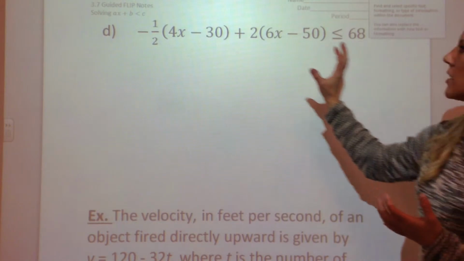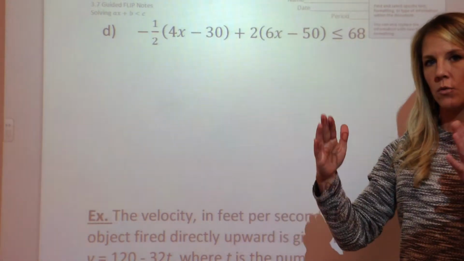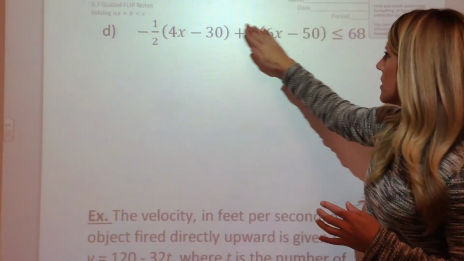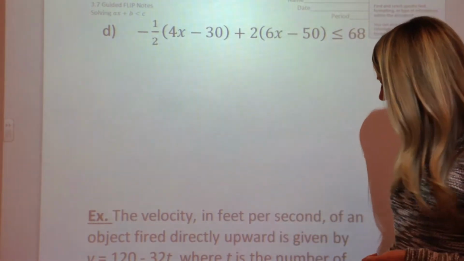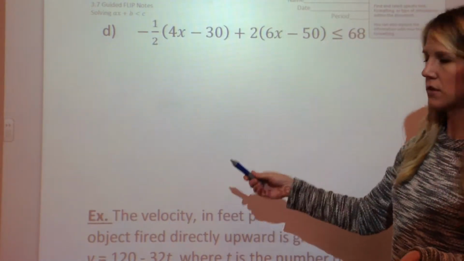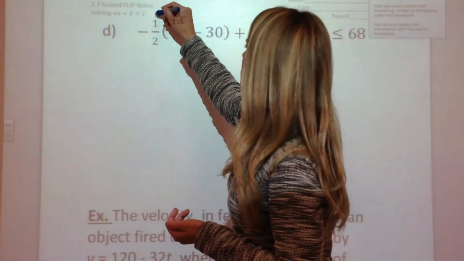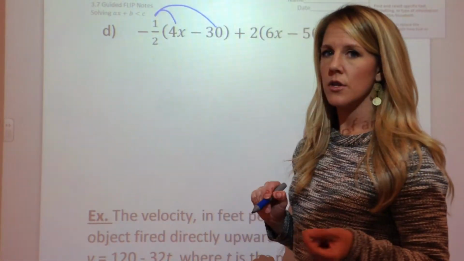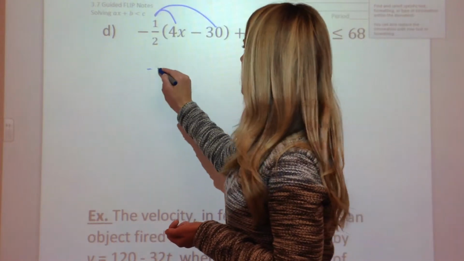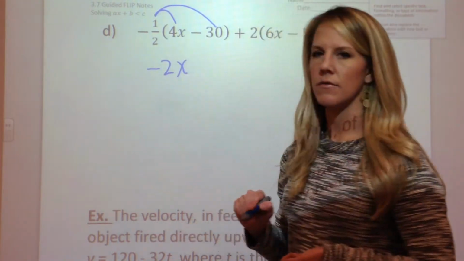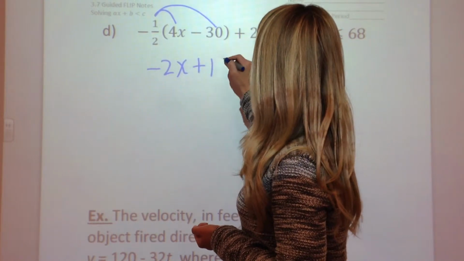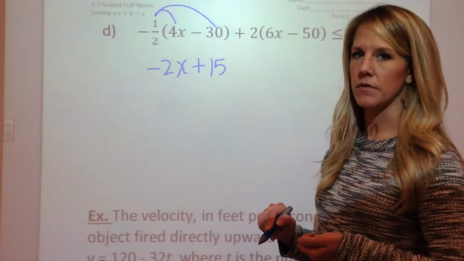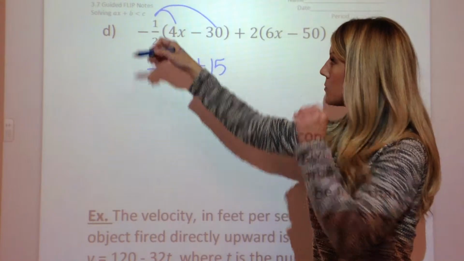Okay, kind of a lot going on here, but don't get overwhelmed. Focus in on one part at a time. So let's just act like this part isn't even here. We do know we have to simplify the entire left side before we can do anything. But first, let's do one part at a time. We can distribute this negative 1/2 through. So negative 1/2 times 4 is negative 2x. It's the same thing as saying 4 divided by negative 2. Negative 1/2 times negative 30, or 30 divided by negative 2, is 15. Okay, so we're done with this part.